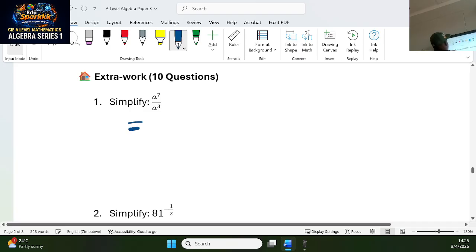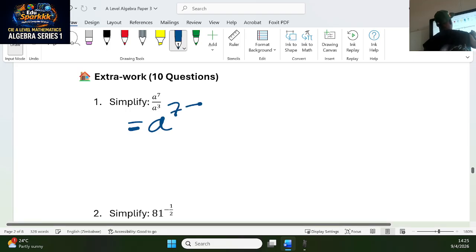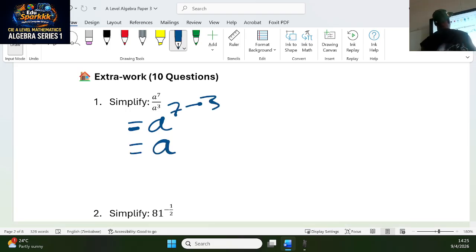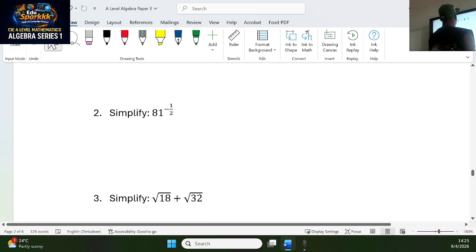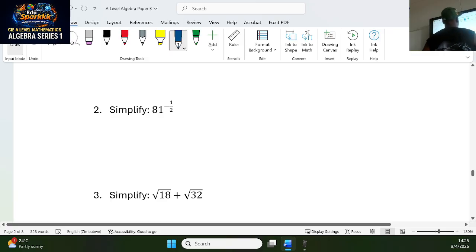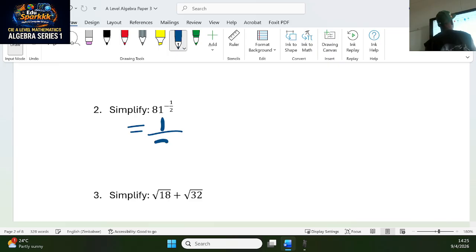According to our second law, when we are dividing, we take the common base, then we look at the difference. So this simplifies to a to the power 4. Still moving, we have a negative exponent there, so I've got 81. A negative exponent means everything goes on the denominator, but with a positive exponent. So this gives us 1 over 9, because it's more like the root of 81 on the denominator.